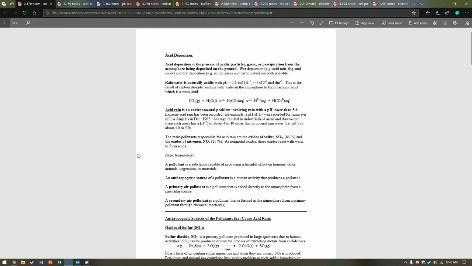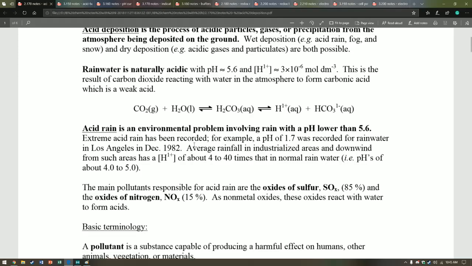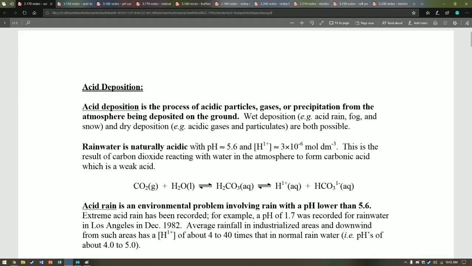Hi guys, welcome back. So, the last bit of acid-base chemistry for the standard levels is a topic known as acid deposition, and this is a serious environmental problem that obviously needs solving. So, without further ado, let's get into some of the science behind it.